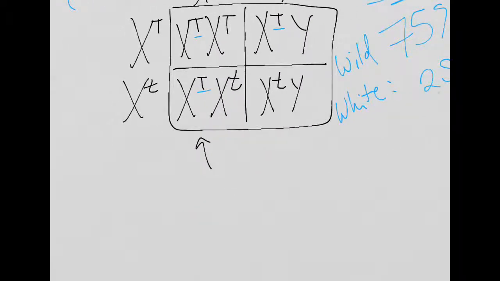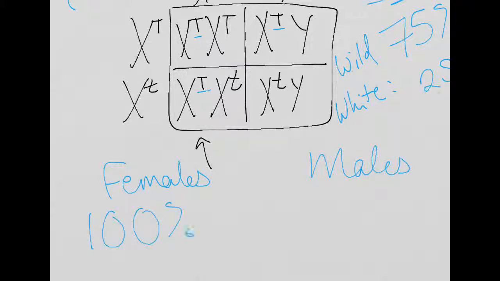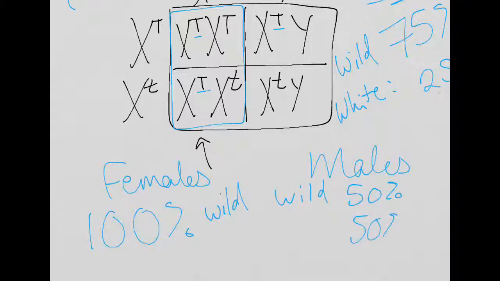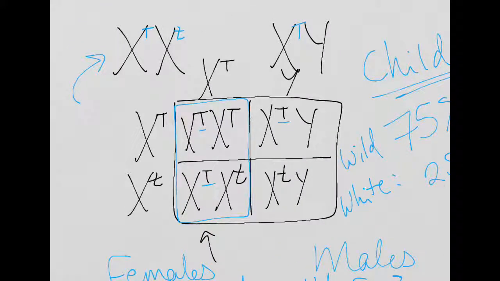But we can think about it a different way. We can also say females and males. What percentage of females will be wild type? That'll be 100%, because notice of our females here, every single one of them will be wild type, versus the males, we have 50% wild and 50% white. So with sex-linked crosses, you have to be very careful with the wording of the question, because it could be asking you about all children, or it could be asking you about some specific subset of the offspring.